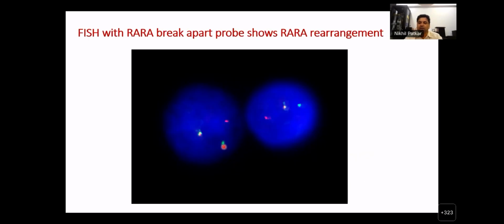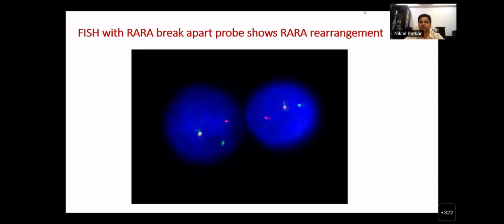Can you tell me what is happening? Why is this taking place? Go on, I'm waiting for you. Oh, you don't know? Okay, anybody else want to say? What do you think is happening? Why is RARA broken apart, but PML RARA is negative? Any explanations that you may want to have?